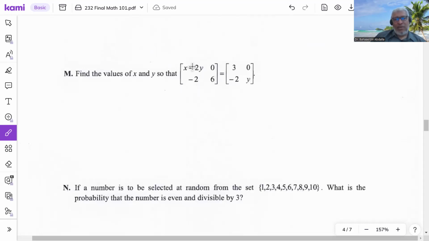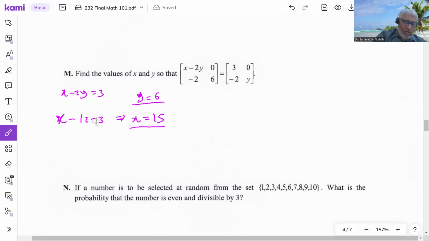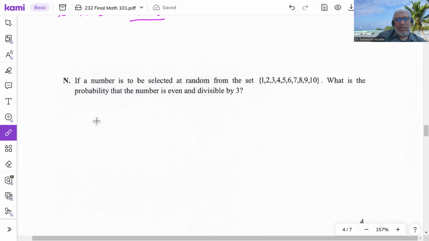Find the values of x and y. These two matrices are equal, so x minus 2y equals 3, 0 equals 0, -2 equals -2, and y equals 6. So we have y, we put it here to find x. So x minus 2 times 6, that's -12 equals 3. So x would be 3 plus 12, which is 15. So x is 15 and y is 6.